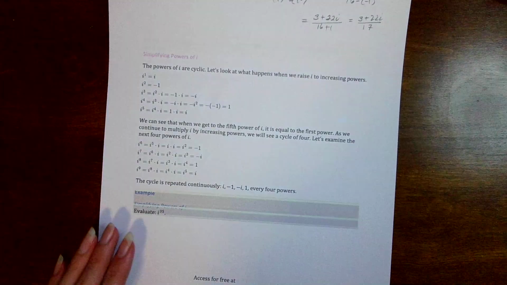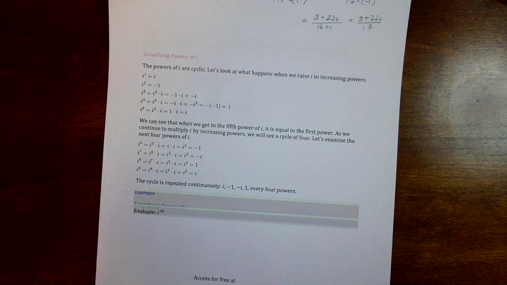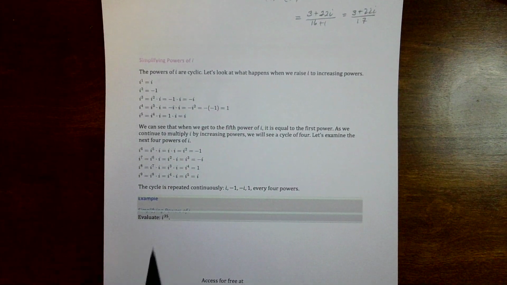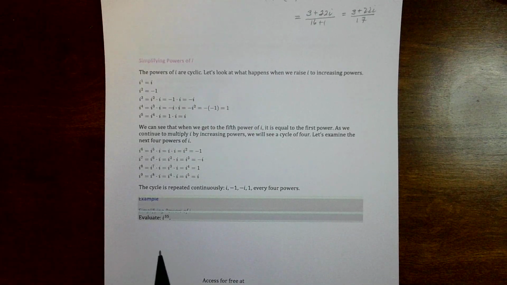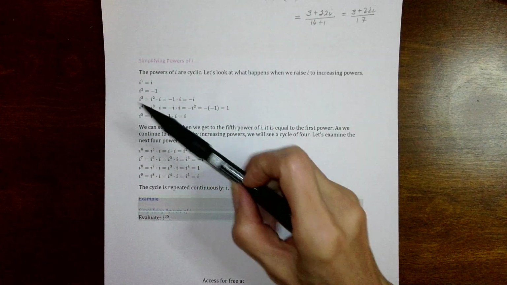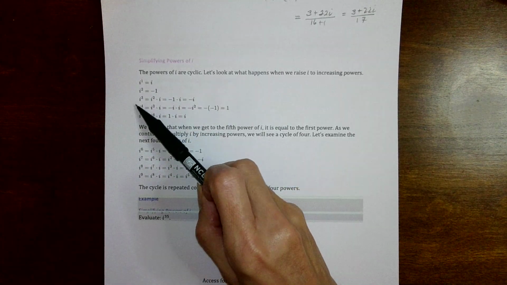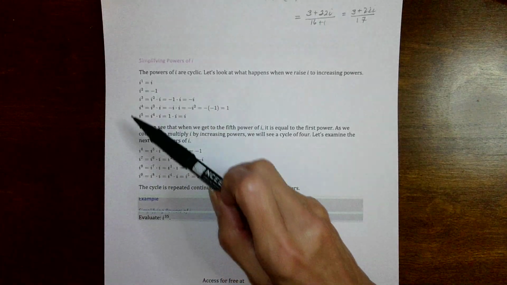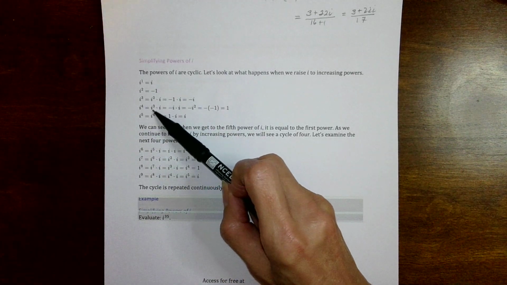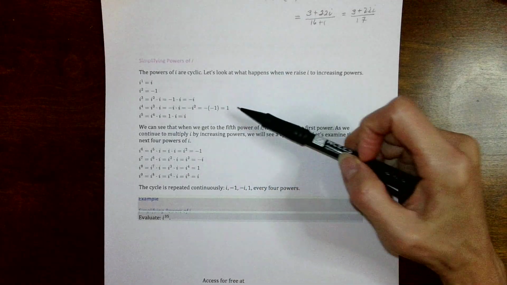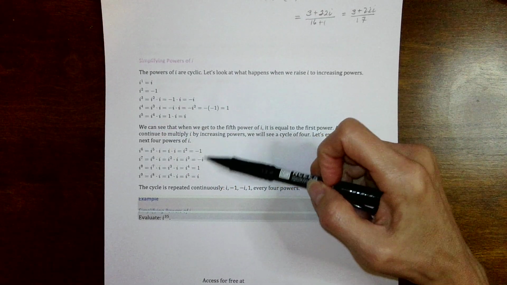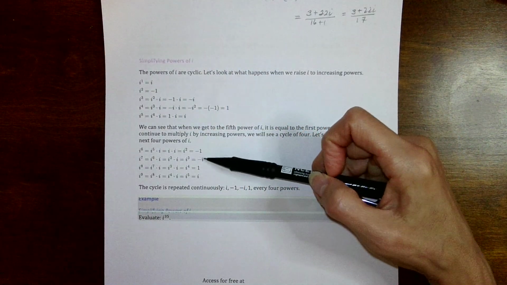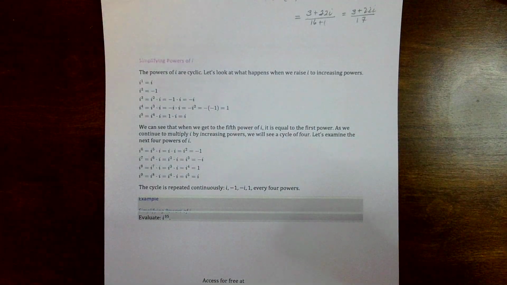Alright. So let's look at the powers of i because they're cyclic. i to the first power is i, i squared is -1, i cubed is the same as i squared times i, which is -1 times i, or negative i. i to the fourth, i cubed times i, gives me 1, and then i to the fifth gives me i. As we keep going down, it goes i, -1, negative i, 1, i, -1, negative i, 1, i, and it keeps going every 4 powers.